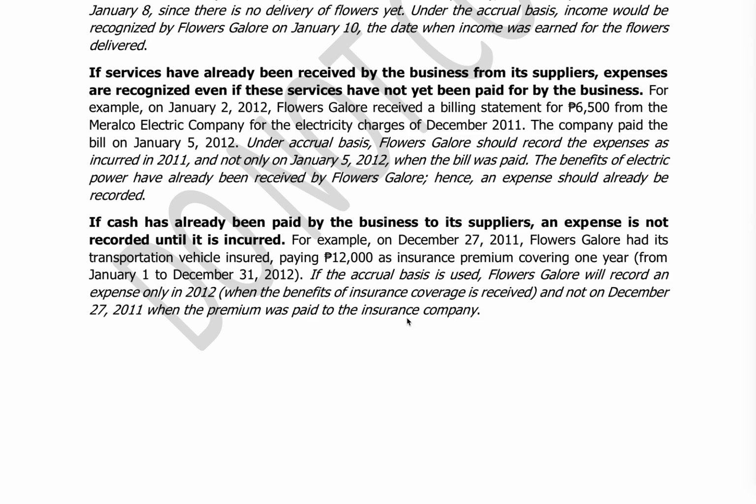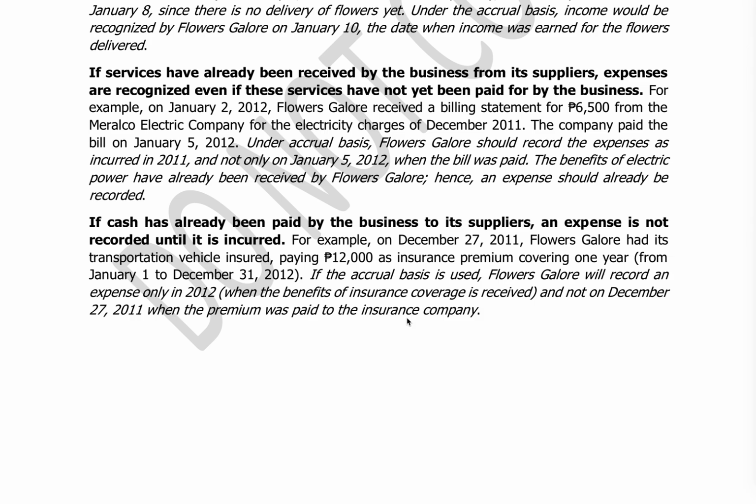Pero ang tanong, when will you recognize the decrease of cash? Di bukas ka magbabayad. Pero, expenses will be recognized today because we have incurred the expense today. So, anong sabi? The company paid the bill on January 5.